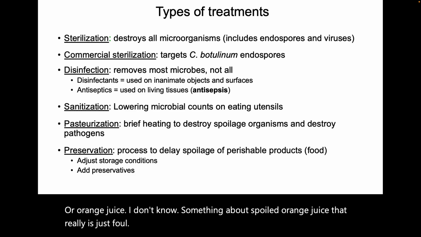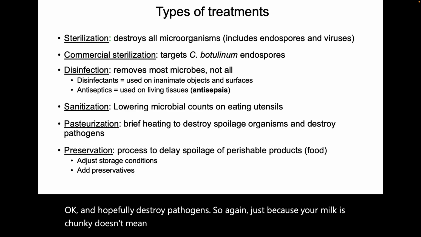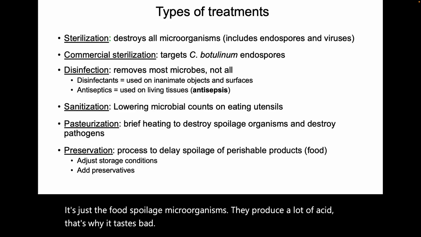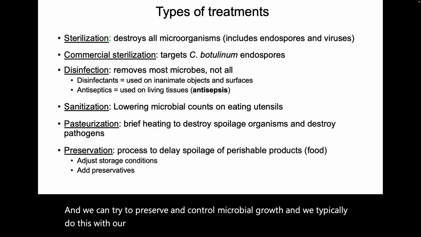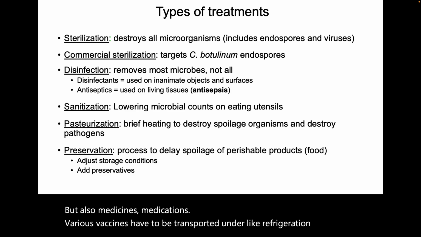And hopefully destroy pathogens. So again, just because your milk is chunky doesn't mean it's pathogens. It's just the food spoilage microorganisms. They produce a lot of acid, that's why it tastes bad. And we can try to preserve and control microbial growth. And we typically do this with our perishable products, often food, but also medicines, medications. Various vaccines have to be transported under like refrigeration.